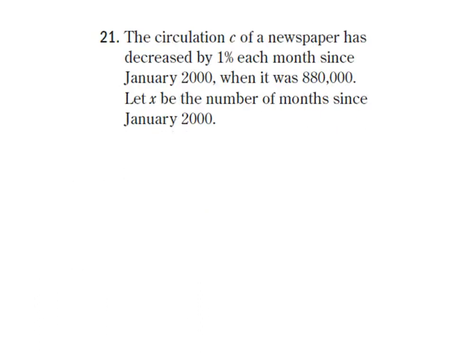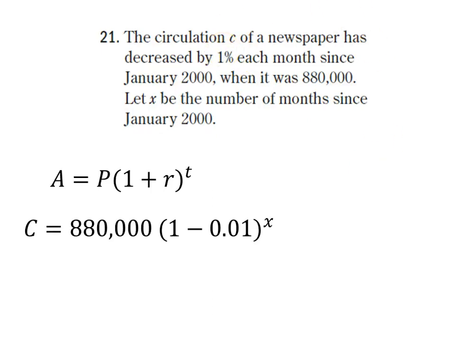Number 21, the circulation C of a newspaper has decreased by 1% each month since January of 2000, when it was 880,000. And we're going to let X be the number of months since January of 2000. So once again, we're going back to our interest formula. And I know this because our change here is a percentage. It's decreasing by 1%. So we're going to plug in the indicated values here.